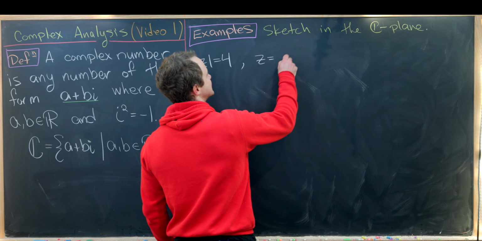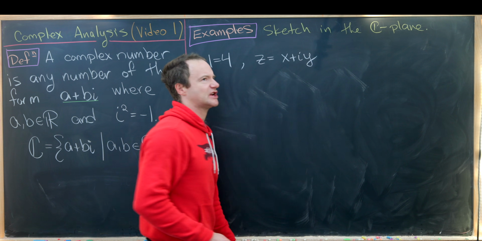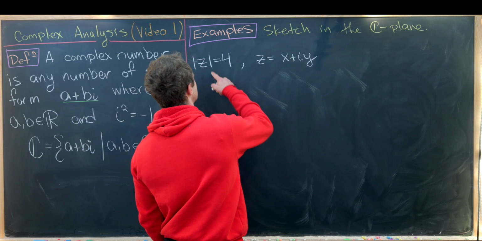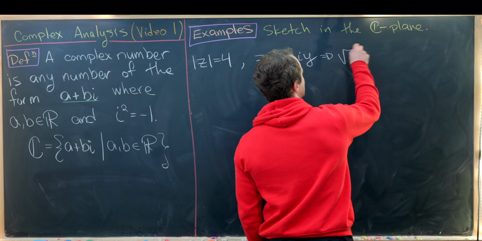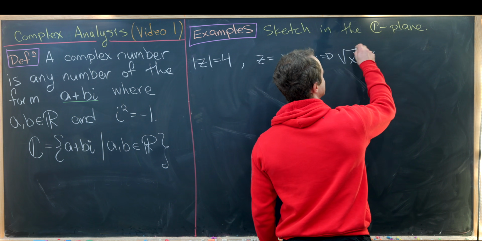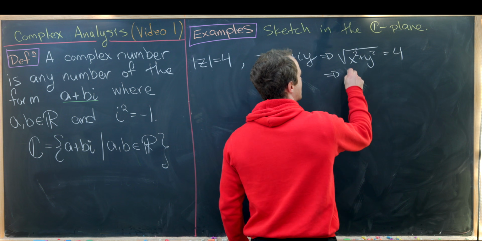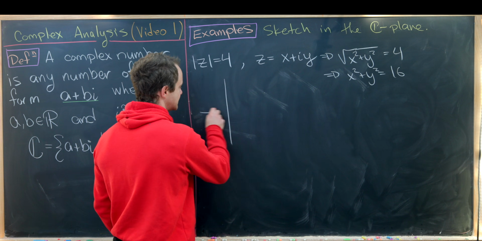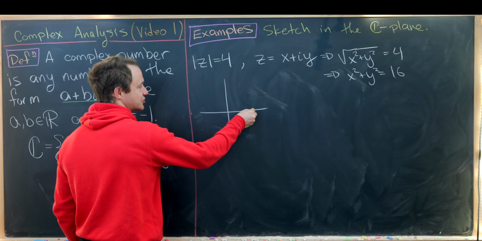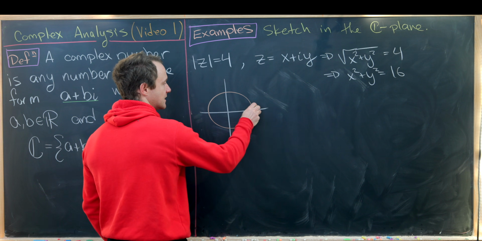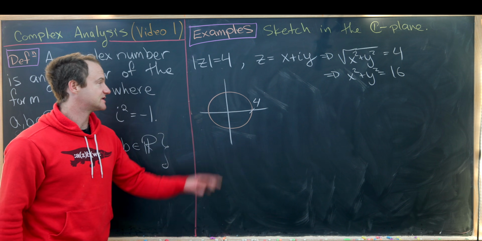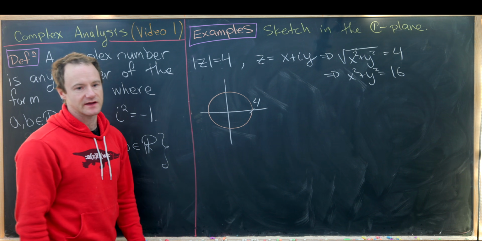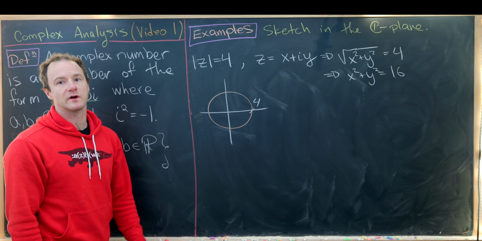So let's say z was equal to x plus iy. I've exchanged my a's and b's for x's and y's because these are kind of variable at this point. So now this equation right here is the same thing as the square root of x squared plus y squared equals 4, or x squared plus y squared equals 16. So that means we get something that looks like a circle of radius 4. So this would be this set. So all of the numbers that are 4 units from the origin can be written in a complex plane like this. Okay, so now let's get rid of this and look at a little more interesting of an example.